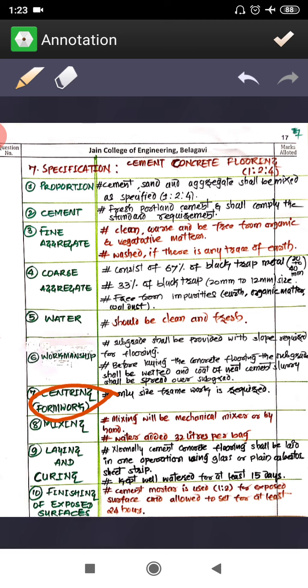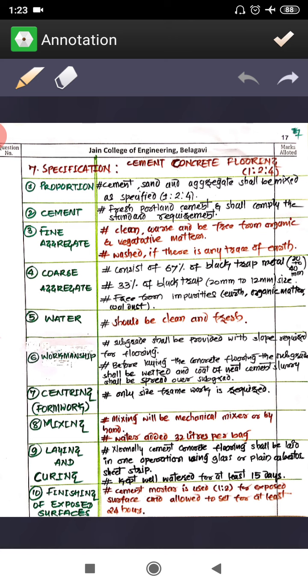If you don't, that is also fine, because sometimes we don't use centering on a regular basis. Whenever it is required, only on some locations we are going to use the centering work for this. We don't use any bars for the plain cement concrete. This is plain cement concrete for the flooring. And sometimes you may have the bars also on a larger spacing. You may lay the bars with a smaller diameter, and you can go for the cement concrete flooring. That is also possible, right?